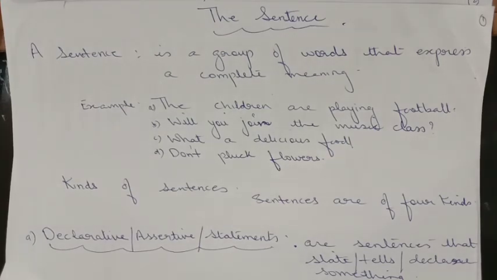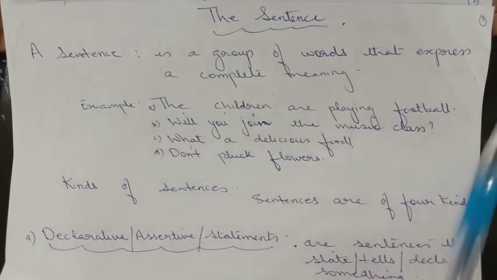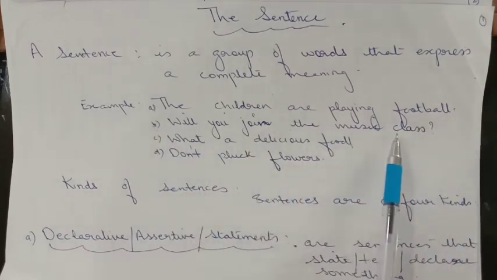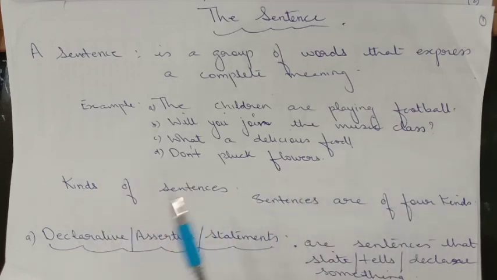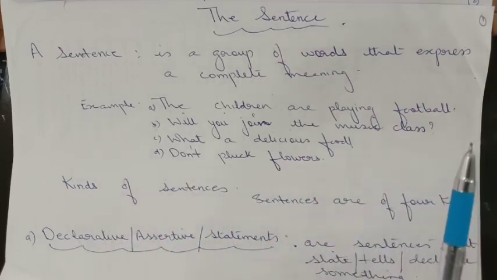I think everybody is clear with the term sentence. What is a sentence? It is a group of words that expresses a complete meaning. It should have a verb, right? It should have a subject and it should have a predicate. Suppose, for example, if you say the children are playing football, this conveys the full meaning. It is a complete sentence. Will you join the music class? It is a complete sentence. What a delicious food. It is a complete sentence. Don't pluck flowers. It is a complete sentence. So a group of words that expresses a complete meaning is known as a sentence.